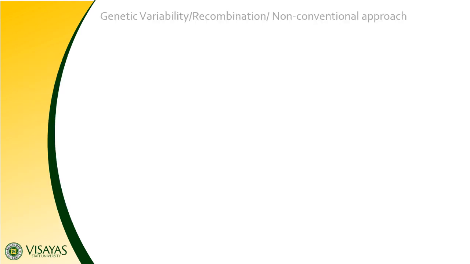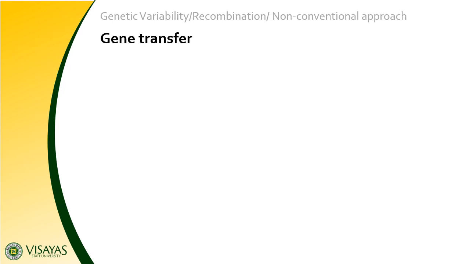Now we are done with the conventional approach using controlled pollination. We have discussed the different hybrids and also the biparental matings and the different mating designs under it. Now let's proceed to the non-conventional approach in generating variability or recombinations.